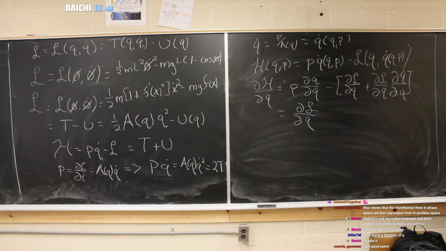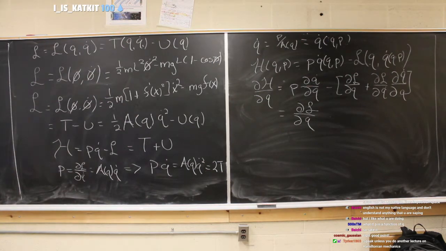What if p is a function of q? Unless you do another lecture on Hamiltonian mechanics. P is not a function of q unless q dot is a function of q, right? Is that how that would work? Q dot is a different variable in this.